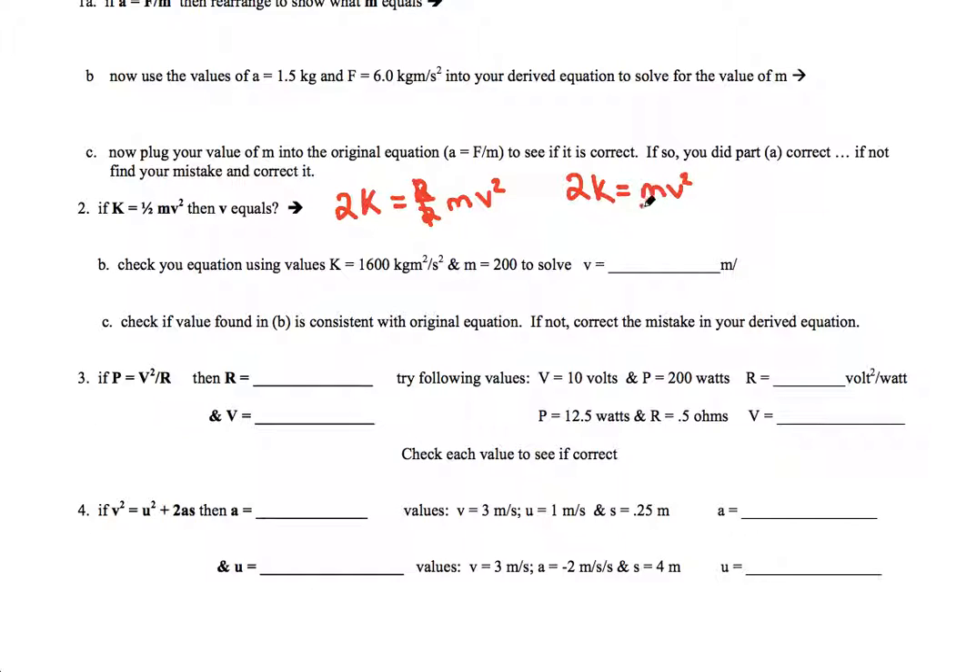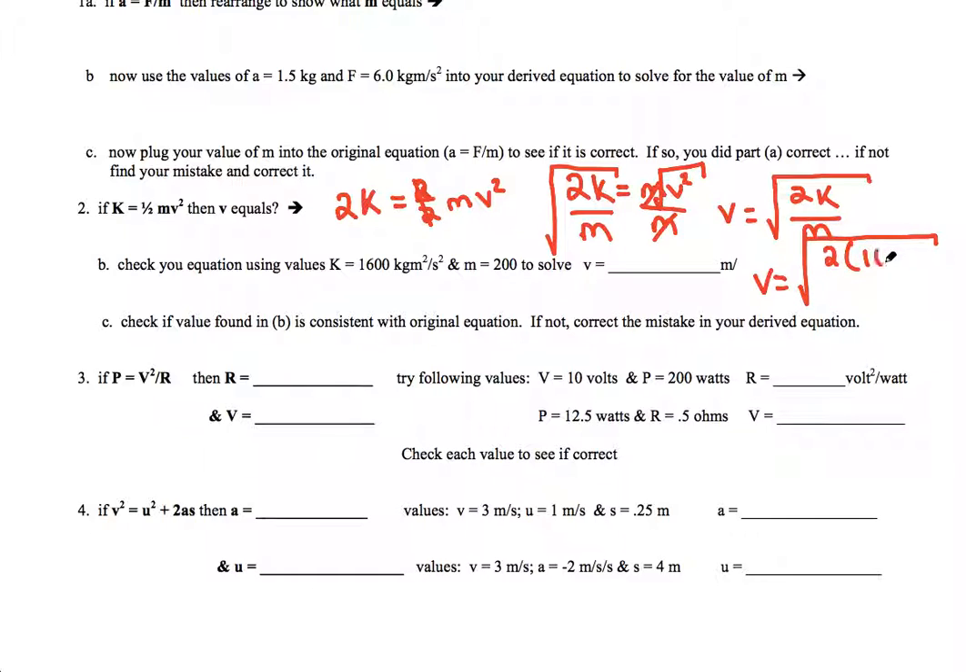And I want to get v by itself. So I'm going to divide by m, and then I'm going to square root both sides. So v is equal to the square root of 2 times the k divided by m. And if I go ahead and plug in 1,600 for k, that is 2 times 1,600 divided by my m of 200, I would get a v of 4. And that's actually meters per second. We'll talk about later how that works out.